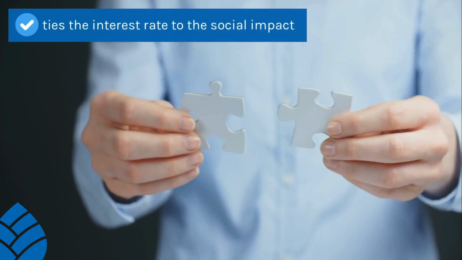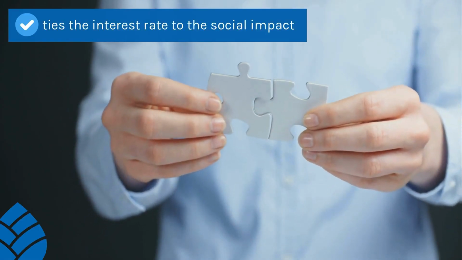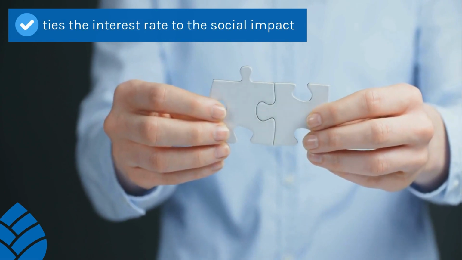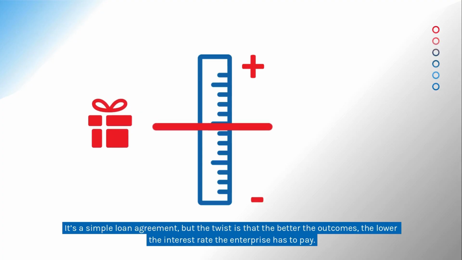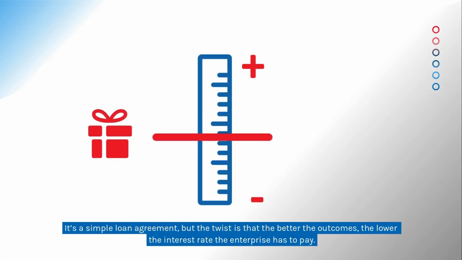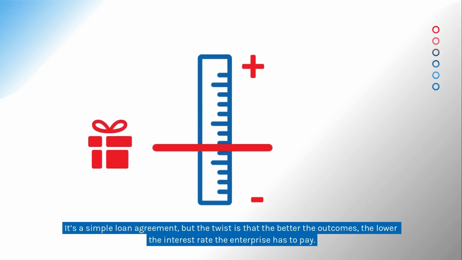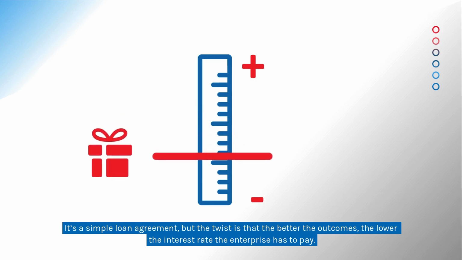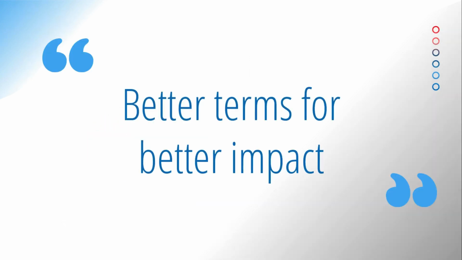Now let's take a closer look at impact-linked loans. An impact-linked loan is a type of loan that ties the interest rate to the social impact achieved by the enterprise. It's a simple loan agreement, but the twist is that the better the outcomes, the lower the interest rate the enterprise has to pay. In other words, the better the impact, the better the terms.